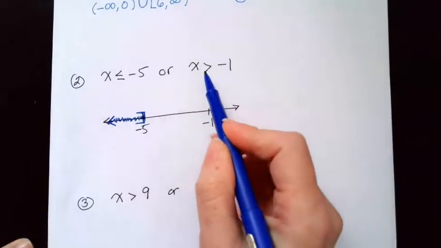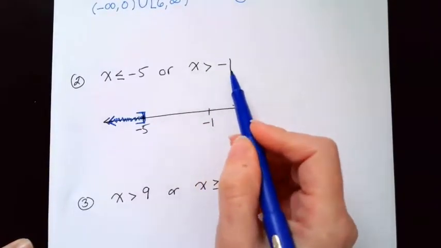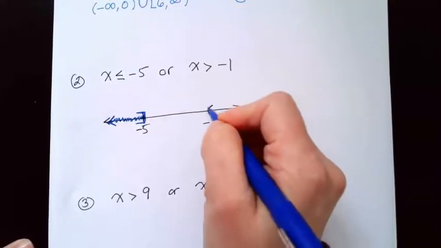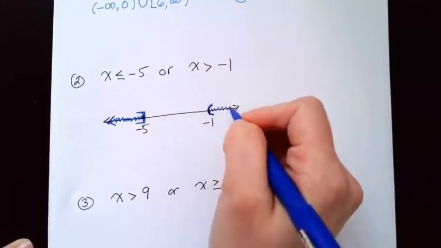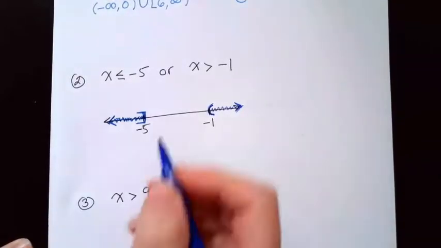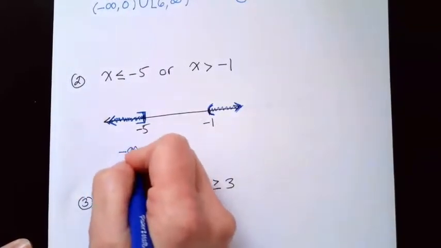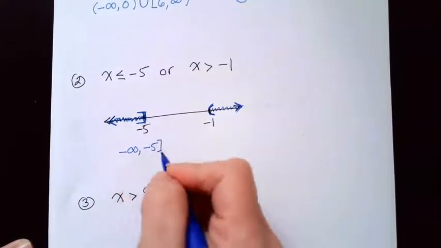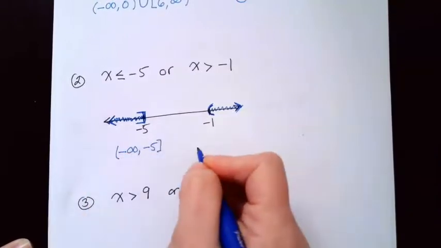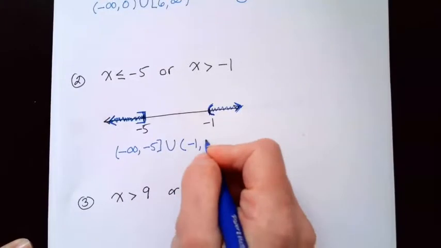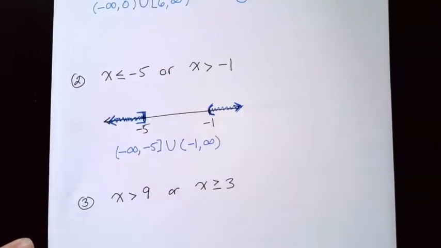And on the other side, x is greater than -1. Not equal to, just greater than. Parentheses at -1 and larger. So again, if I wrote the interval, I'd have two different intervals. First one would be from -infinity up to -5. Bracket around the -5, parentheses around the infinity. Union, parentheses, -1, comma, infinity, parentheses.